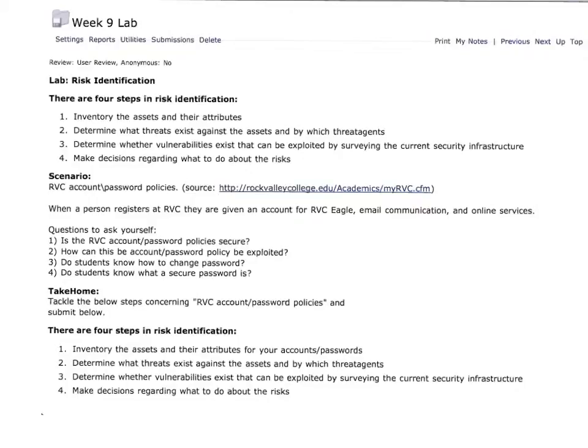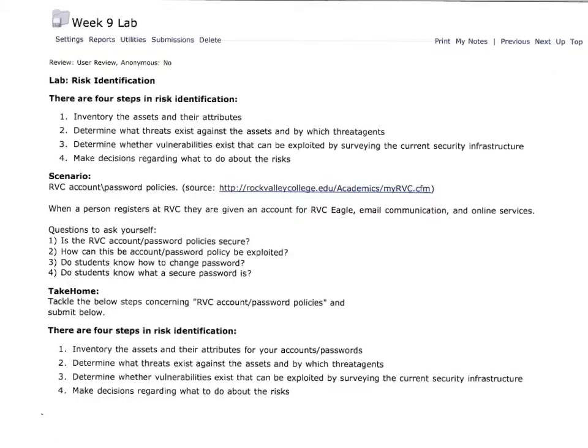Three, the attack tree, which I have drawn over here on the board. We'll go over that as well. Resolution: come up with 3 to 5 solutions to resolve each one of these. So what you're going to do between now and Sunday is come up with a risk analysis of RBC resources. Again, Eagle, online services, and email.